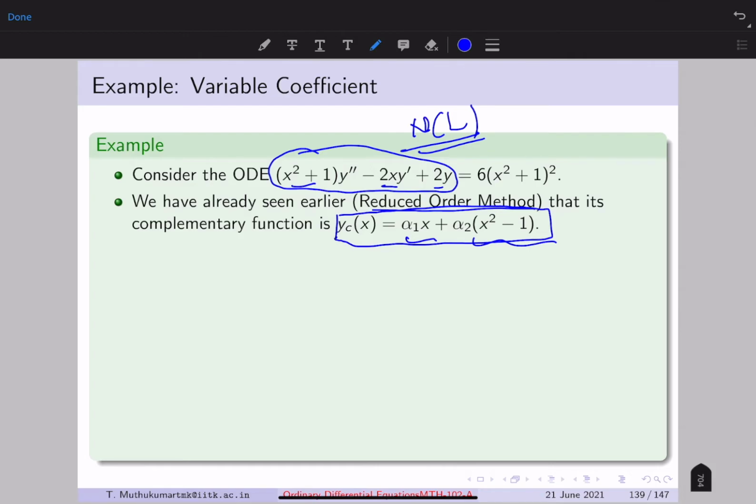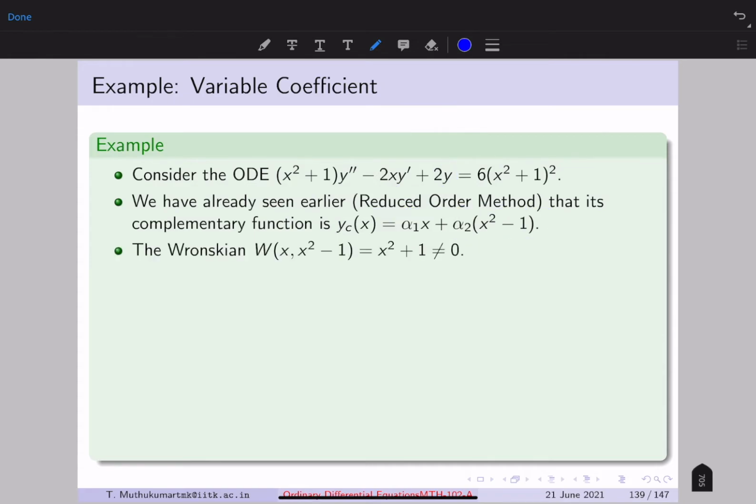It's like we have guessed this. Someone gave us one solution, and using the one solution and the reduction of order technique, we found another linearly independent solution, and because it's second order, the span should be the full solution space. So that's the complementary function. Now to find the particular integral, you use the formula again. You have to find v1 and v2, and the v1 prime and v2 prime formula involves the Wronskian. So you compute the Wronskian, which is x squared plus 1.